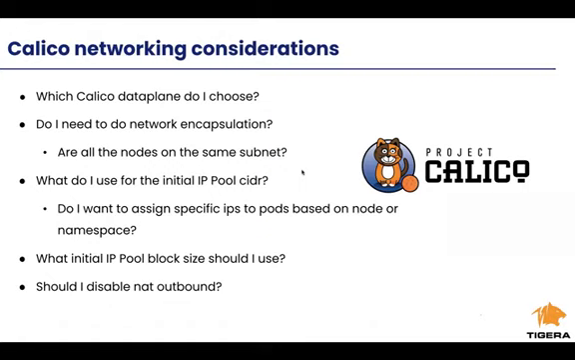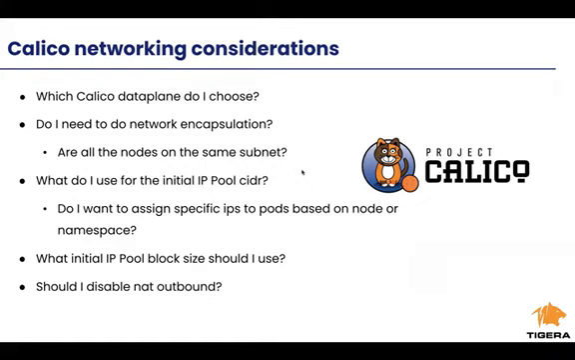Another consideration is, what is the IP pool block size that I should use? The default is a /26, and if you're working with your network team, they might be particular about the block sizes that are allocated out of your IP pool to a particular node. And then you have to decide, hey, am I going to keep my cluster private, or am I going to integrate with the networking topology and peer with the top of rack switches and things like that?